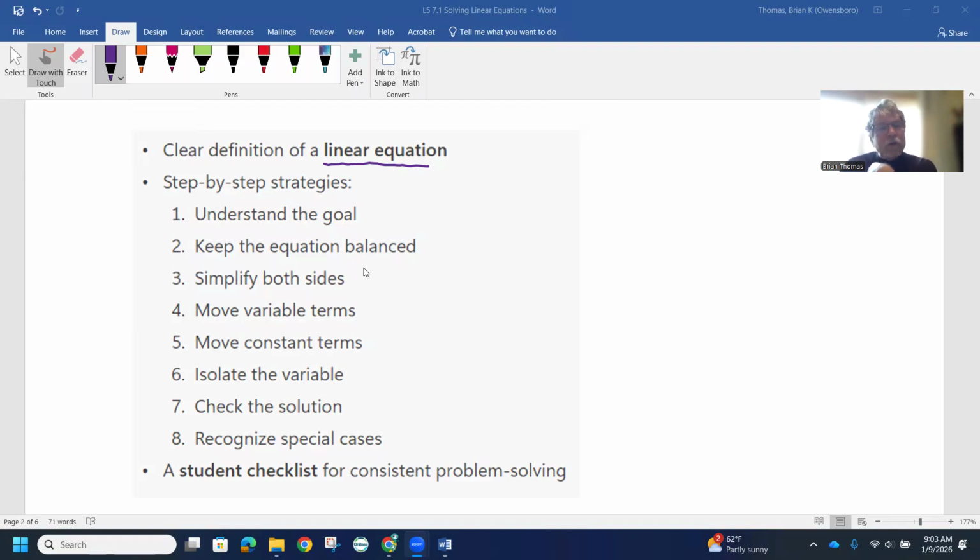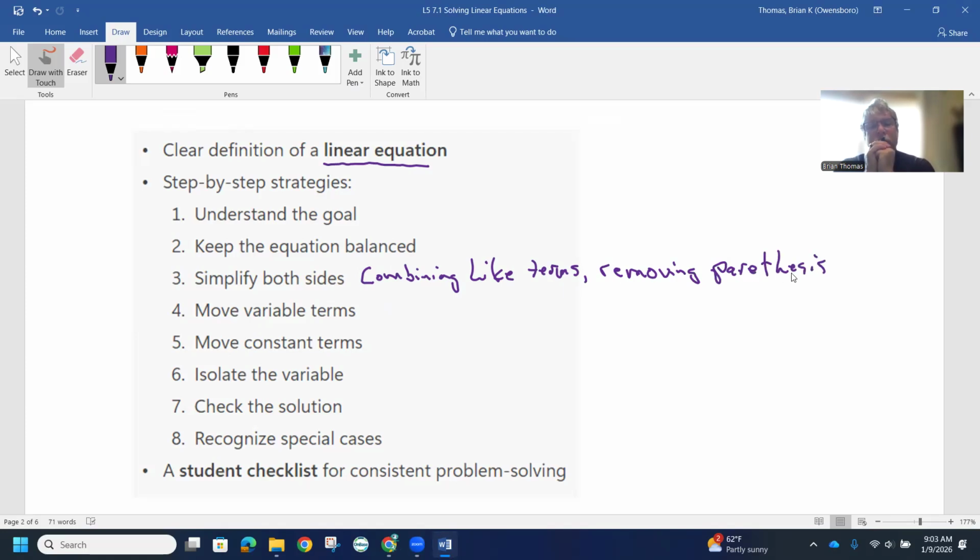Now, as we move forward, before we can start moving things around, each side of the equation must be simplified. To simplify, we're talking about combining like terms, removing parentheses, those types of things. In the end, anything that can go together on each side of the equation, we want to put together. So we have to understand that.